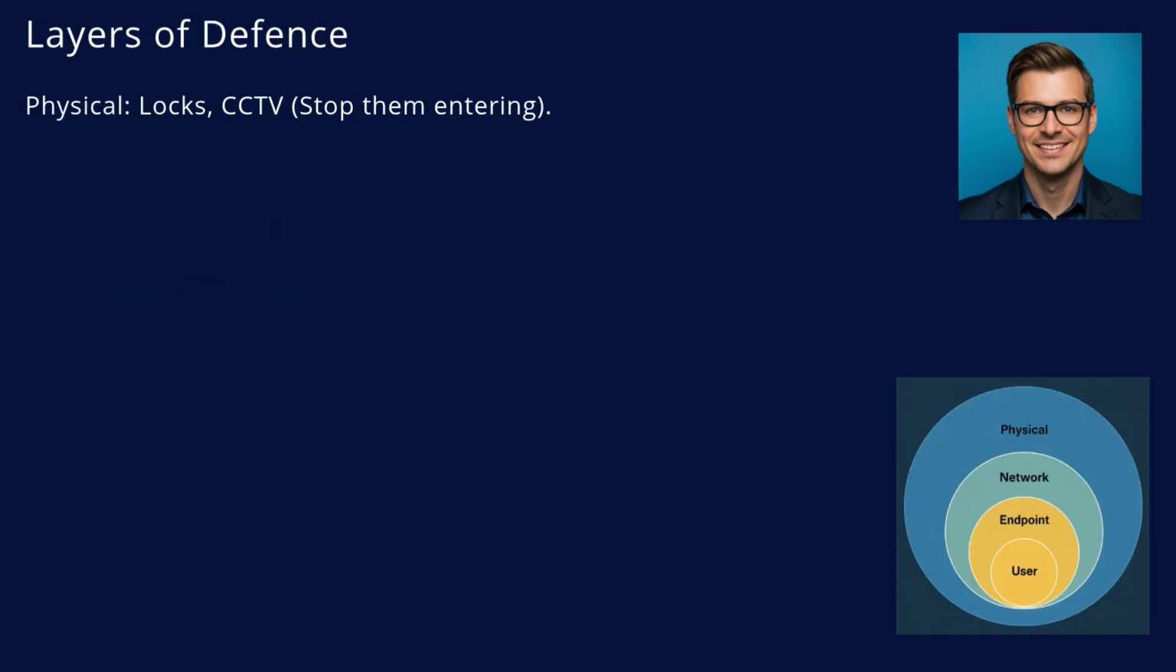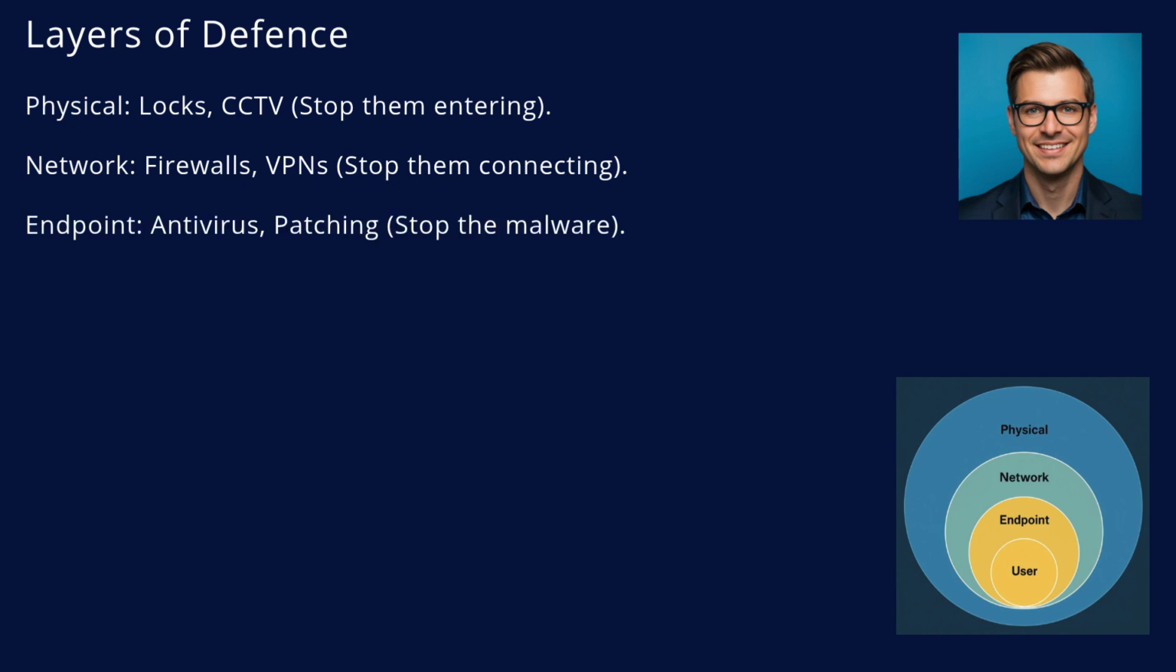We build security in layers. Layer 1 is physical, locks and CCTV to stop physical entry. Layer 2 is network, firewalls and VPNs to stop unauthorized connections. Layer 3 is endpoint, antivirus and patching on every laptop. And crucially, Layer 4 is the user. Awareness training creates a human firewall against phishing.